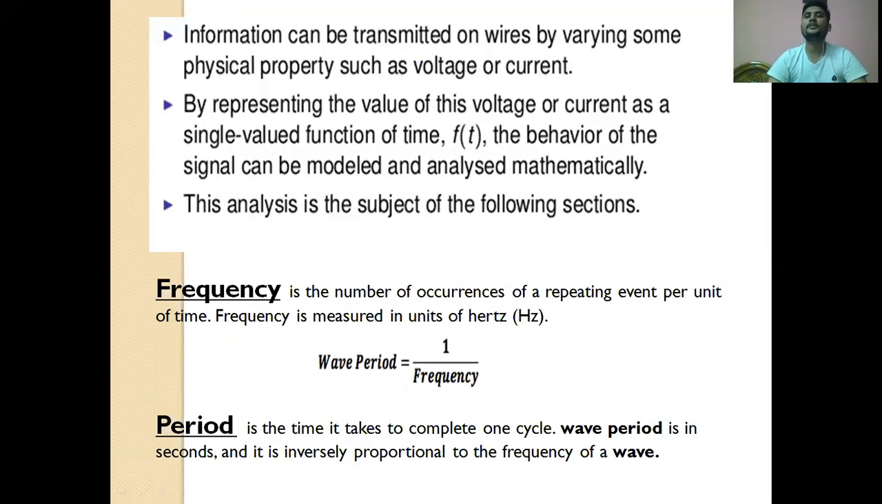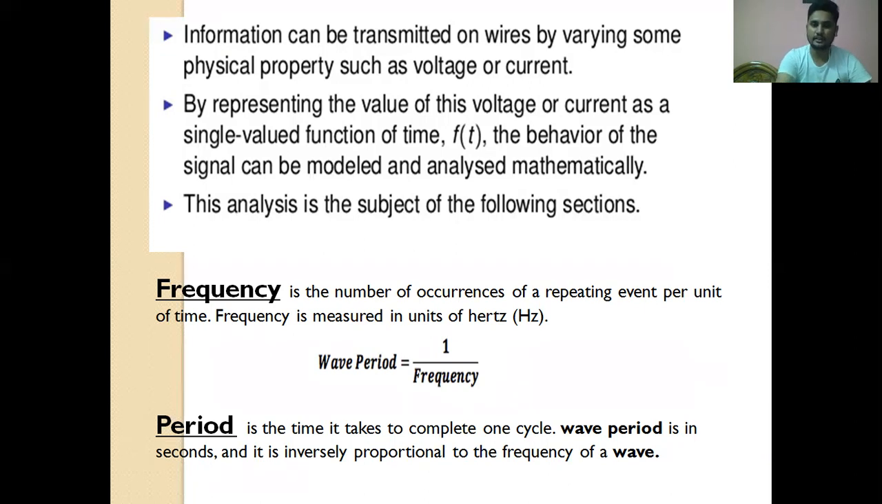So the information can be transmitted on wires by varying some physical property such as voltage or current. That is guided transmission media. And by representing the value of this voltage or current as a single valued function of time, f of t, the behavior of the signal can be modeled and analyzed mathematically.